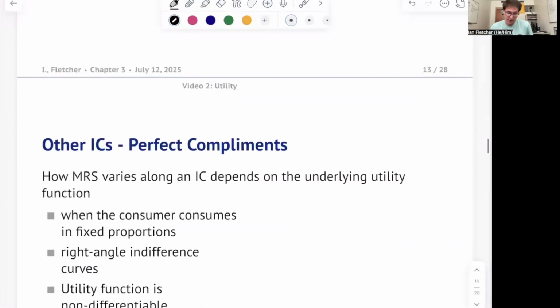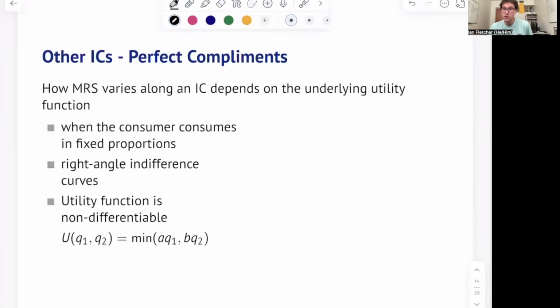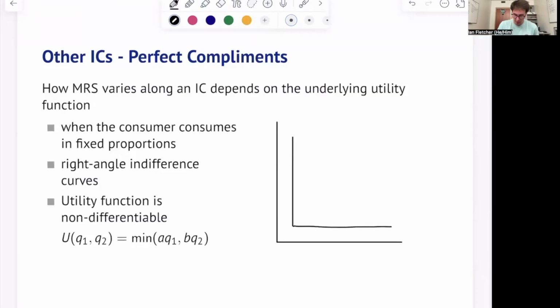Right? The second thing is we're going to have this thing called perfect complements. And perfect complements means that we always consume things in fixed proportions. So my favorite example of perfect complements is shoes. You're not going to buy 100 left shoes if you don't have a right shoe, right? You always are going to buy shoes in pairs. It doesn't matter how many left feet you have if you only have one right-footed shoe. And so their indifference curves look like right angles.